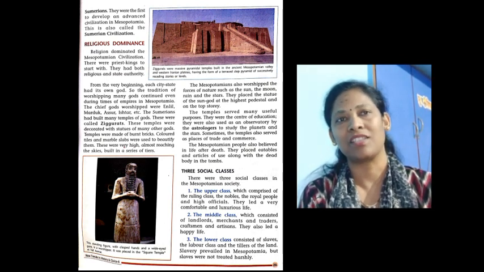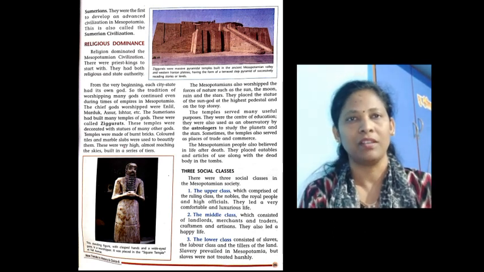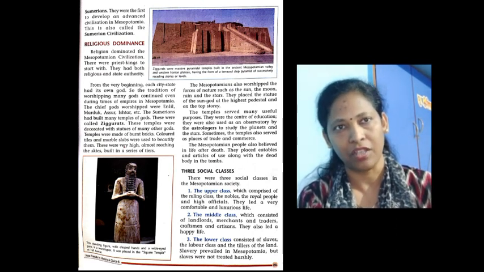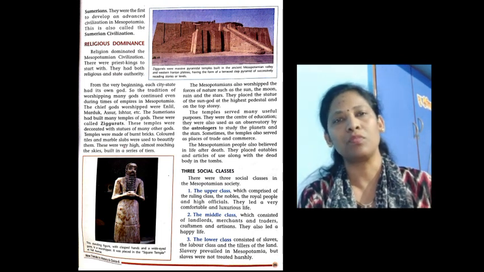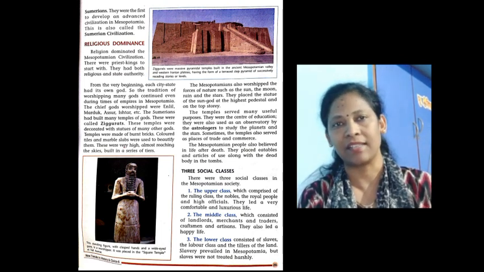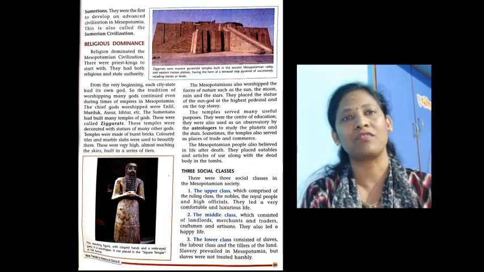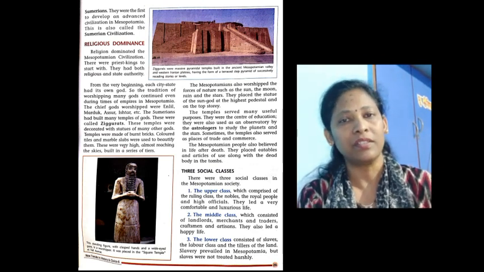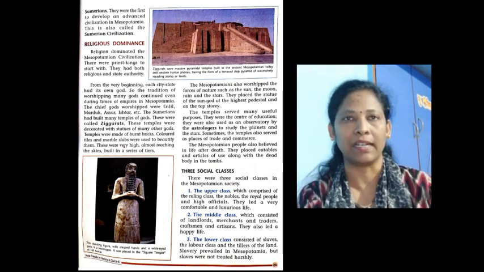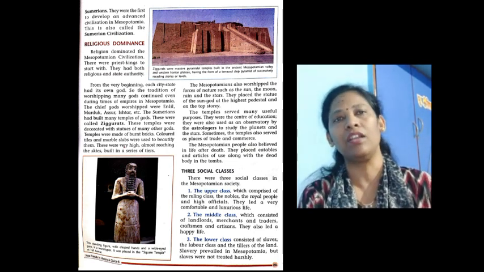The upper class consists of the ruling class, the noble class, the royal people, and the high officials. They led a very comfortable and luxurious life. The second class was the middle class, which consists of landlords, merchants, traders, craftsmen, etc. They led a happy life. The lower class consists of the slaves, the labor class. They served the upper class and the middle class. Slavery prevailed in Mesopotamia, but the slaves were not treated harshly.